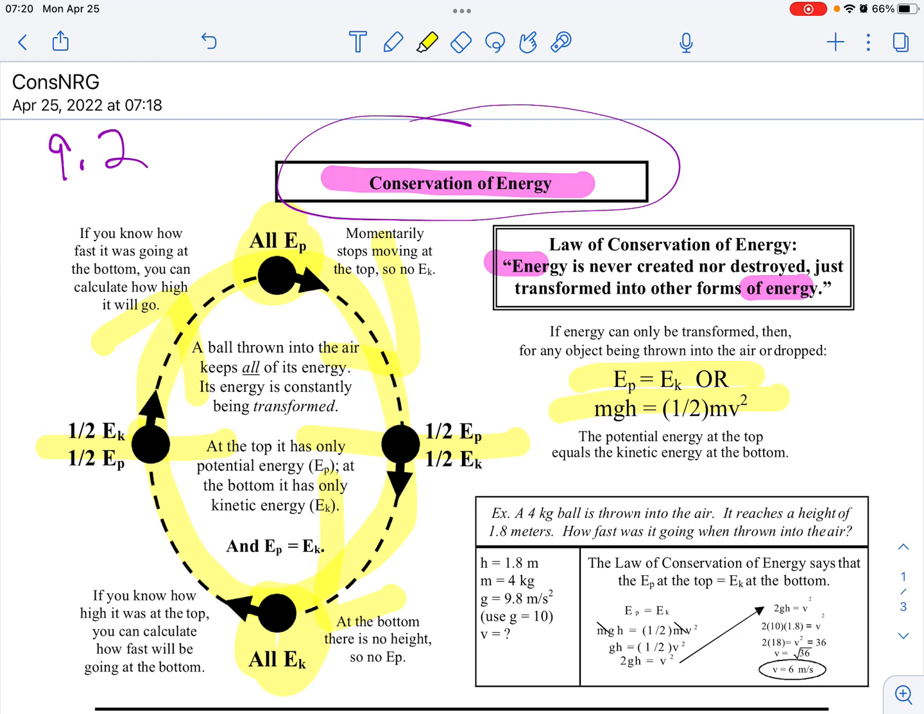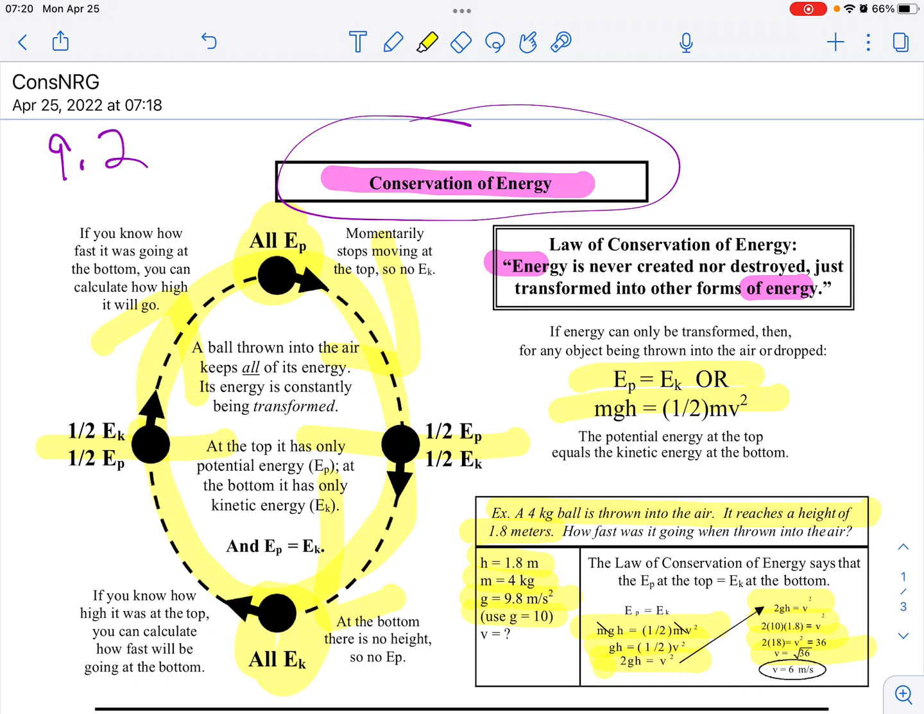Take a look with me at this practice problem. We have a 4-kilogram ball thrown in the air, and it reaches a height of 1.8 meters. We can find our potential energy from that using potential energy equals mass times the acceleration due to gravity times height, mgh: h, m, and g. And it says we can use 10 because this is Dr. Murray. So we use mgh, solve.